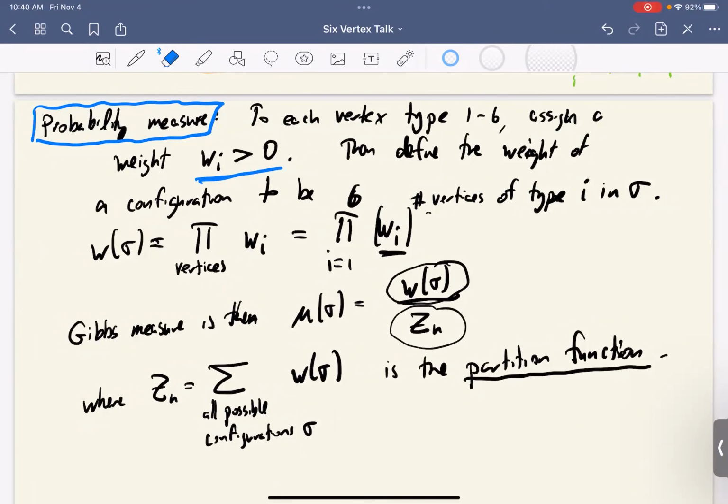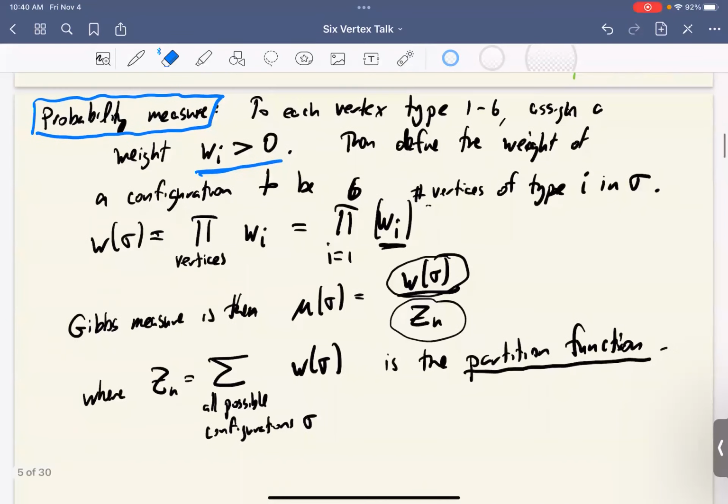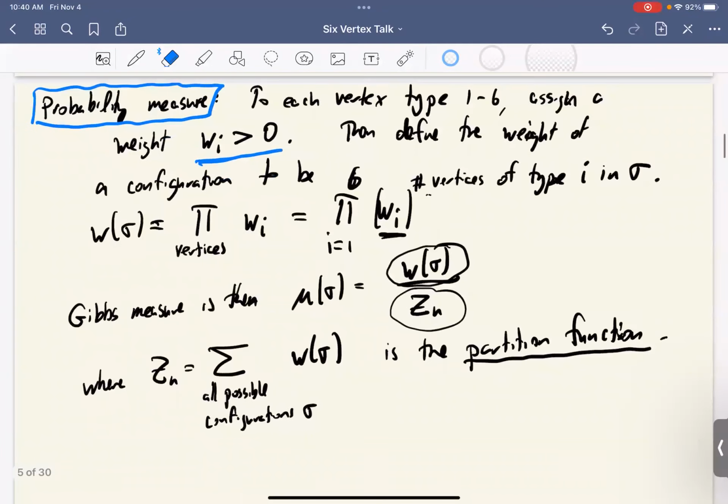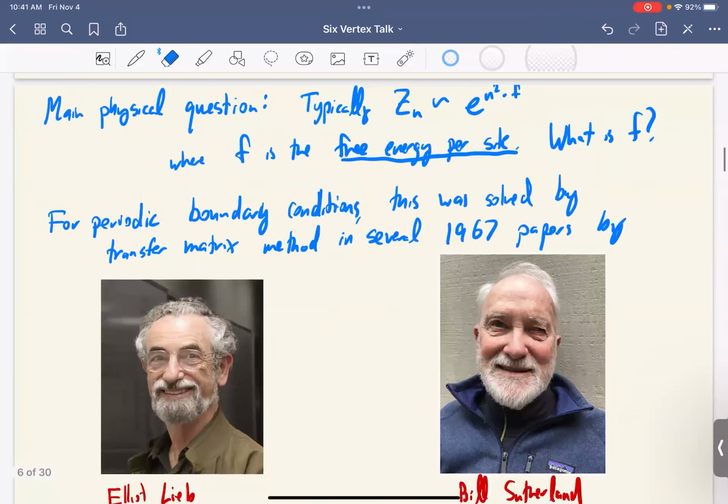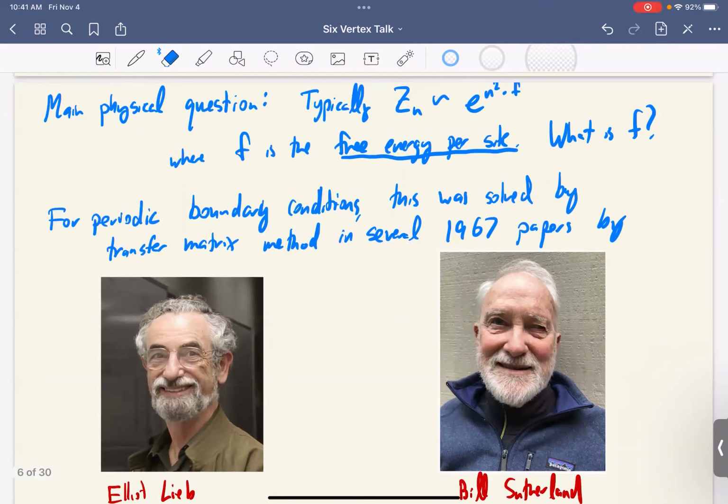Okay, so that's how we can make a probability measure, and you can choose the weights. If you choose a big weight for vertex type 6, then you're going to tend to see configurations that have a lot of vertices of type 6. Originally, Pauling was considering that all the weights are the same. All the weights are just 1, and then you're just counting how many configurations there are. So the main physical question, at least for Pauling and for work that came directly after that, was to understand entropy, which has something to do with how many different configurations there are.